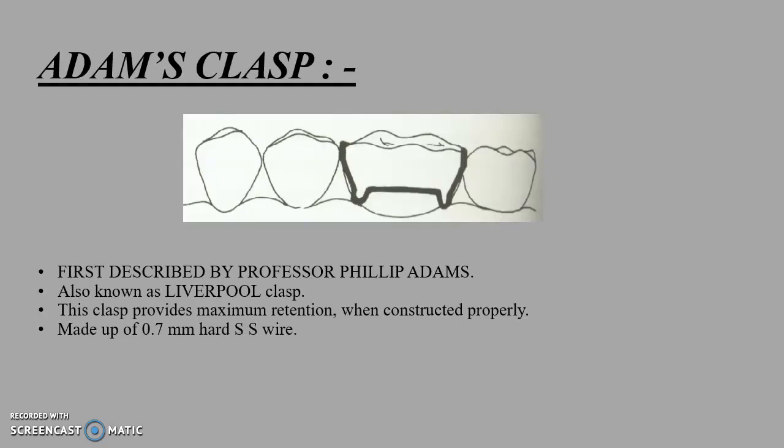Then comes the Adams clasp. It was designed by Professor Philip Adams, and that's how it got its name. It is also known as a Liverpool clasp. This clasp provides the maximum retention among the clasps. The wire diameter is very important, and you should try to remember it. The Adams clasp is made of 0.7 millimeter hard stainless steel wire.